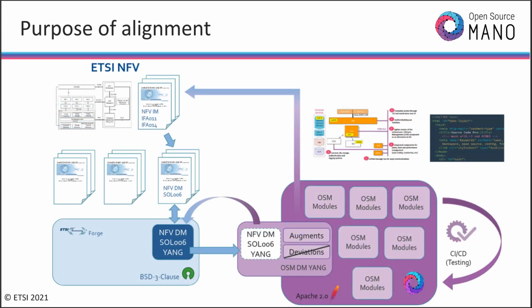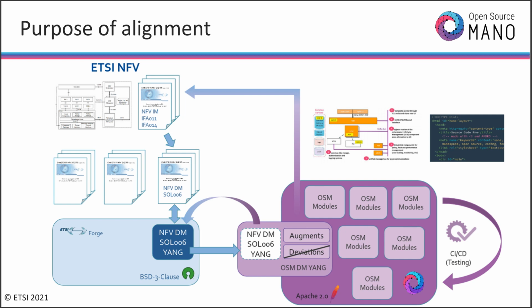So looking at this continuous improvement process in a little more detail, this is what was planned and happened through the alignment to SOL6. On the left side of the image, we have the ETSI NFV standards. And on the right, we have OSM, which is progressively adopting these standards.